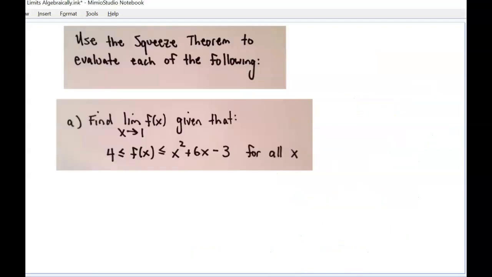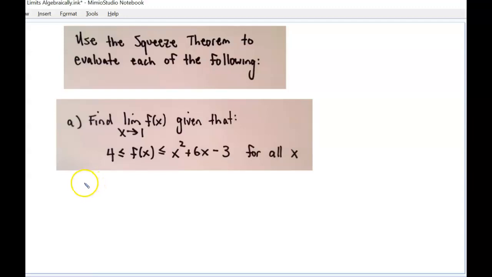Okay, so I want you to pause the video, and I would like you to give this one a try. Okay, well, hopefully you've had a chance to try this one. So now let's take a look at how we'd set this one up. And this one's going to be very similar to what we just did in the last example.